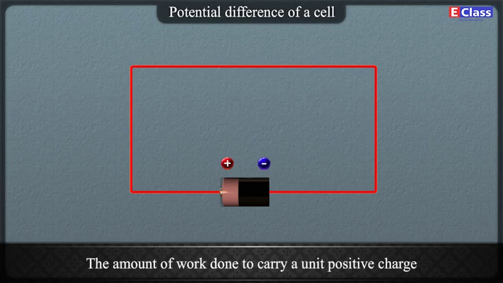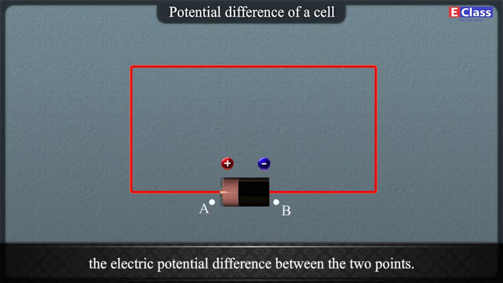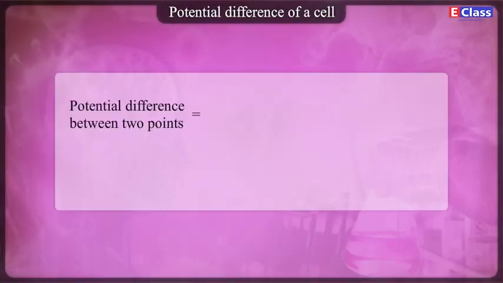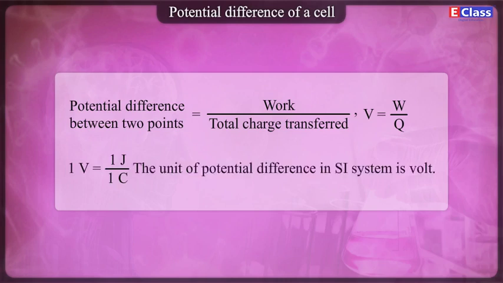The amount of work done to carry a unit positive charge from point A to point B is called the electric potential difference between the 2 points. Potential difference between 2 points is equal to work upon total charge transferred. V = W/Q. 1 V = 1 joule / 1 coulomb. The unit of potential difference in the SI system is volt.